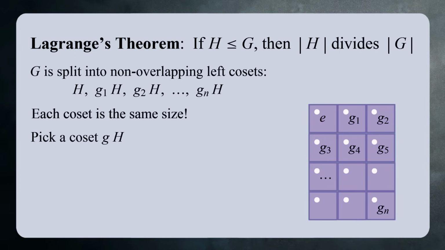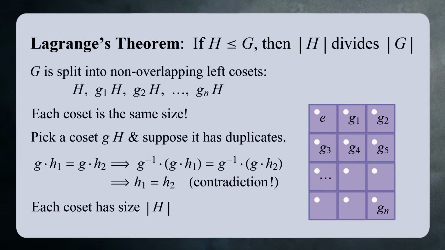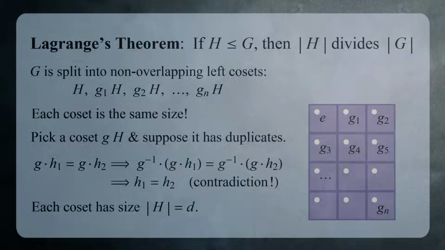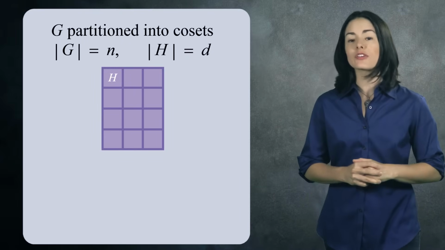Consider a left coset gH. Suppose this set contains a duplicate element. This means gH1 equals gH2 for different elements H1 and H2. But if you multiply on the left by g inverse, you see that H1 equals H2. This means that the size of each left coset is equal to the order of H. If the order of H is d, then each coset contains d elements. We've now managed to split G into non-overlapping left cosets.